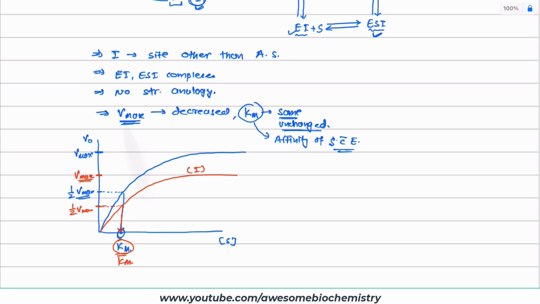So, summarily, in case of non-competitive inhibition, Vmax is decreased, whereas the Km value remains unchanged. You can compare it with competitive inhibition. In competitive inhibition, Vmax is unchanged, whereas the Km value is increased, right? Now if we try to draw a Lineweaver-Burk plot, which is also called a double reciprocal plot.